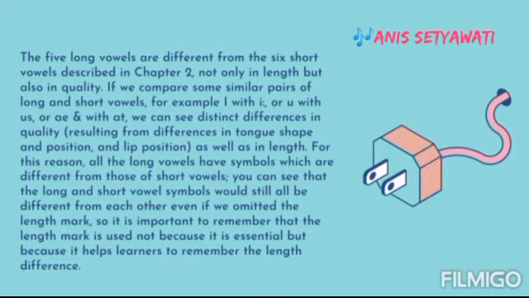The 5 long vowels are different from the 6 short vowels described in chapter 2, not only in length but also in quality. If we compare some similar pairs of long and short vowels, for example, i: with ɪ, or u: with ʊ, or a: with æ, we can see distinct differences in quality, resulting from differences in tongue shape and position, as well as in length.